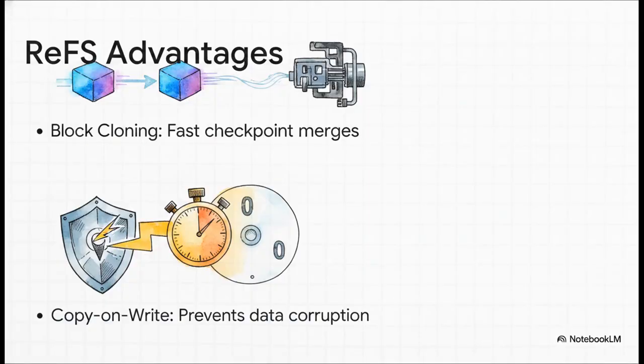ReFS absolutely supercharges Hyper-V with some incredible features. Take block cloning, for instance. Instead of physically reading and writing file data during a copy, it just performs low-cost metadata operations. This makes checkpoint merges lightning fast. Then there's sparse VDL, which zeroes out files so rapidly that creating fixed-size virtual hard disks drops from tens of minutes down to literally seconds. Finally, its copy-on-write feature acts as a built-in safety net, preventing data corruption during unexpected power losses.